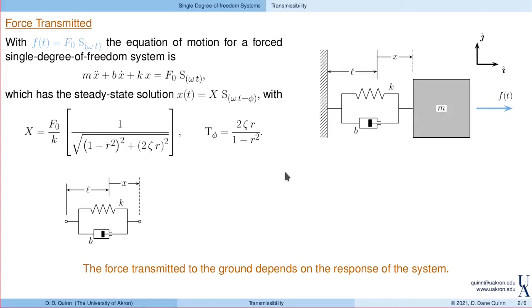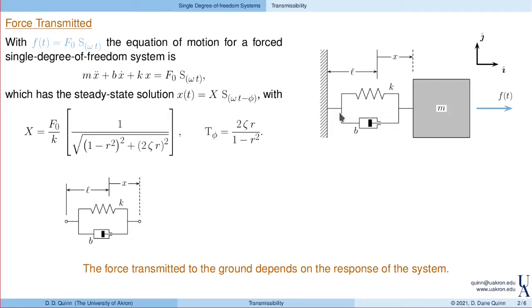We've looked at this problem before, and in that, we actually went through and found the steady state solution, or the particular solution in this case. So that looks like a harmonic function as well, with some amplitude, x, and then a phase shift relative to the forcing given by phi. Again, we've already solved this system, so we know how it responds, right? We can solve for x of t in steady state conditions, or again, the particular solution. What we're interested in now is what force is then transmitted to the ground.